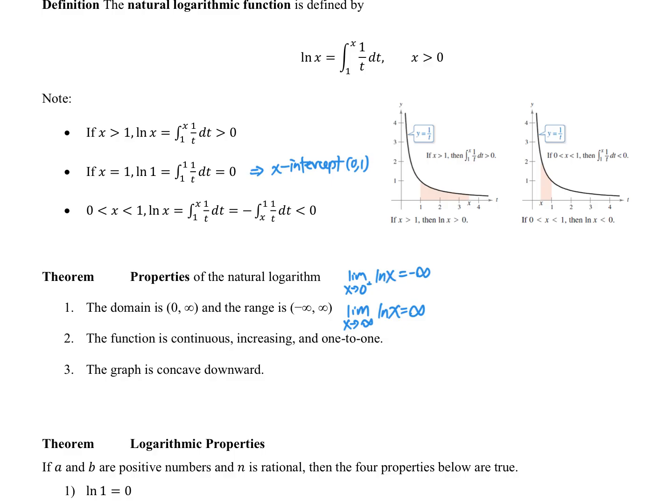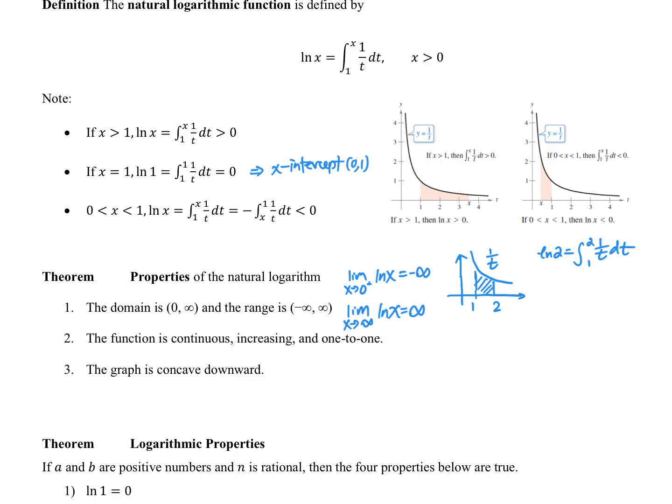To prove this one, let's establish one fact. Let's take a look at ln 2. What is ln 2? According to the definition, it is the area from 1 to 2 under the function 1 over t, bounded from 1 to 2. Basically, this shaded area. So according to the definition, it is the integral from 1 to 2 of 1 over t dt, right?